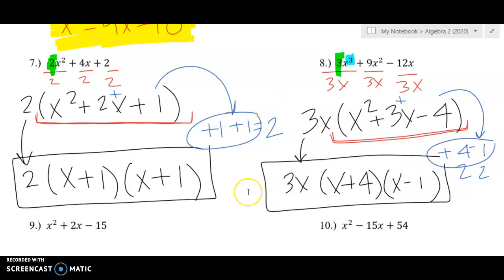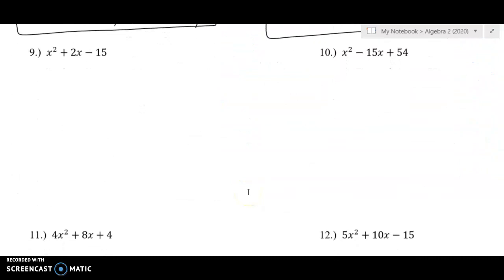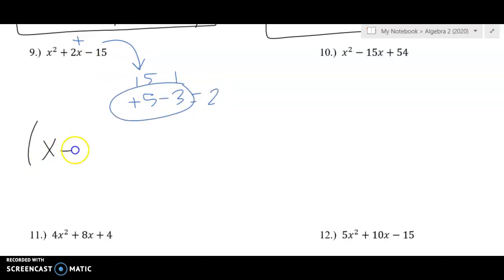Okay, I'm going to go a little bit faster for these last few. This last one is okay. I'm going to go ahead and do what multiplies to 15 and adds to 2. 15 times 1, 5 and 3. I'm going to have a +5 and a -3. When I factor this, that's going to be x plus 5, x minus 3.